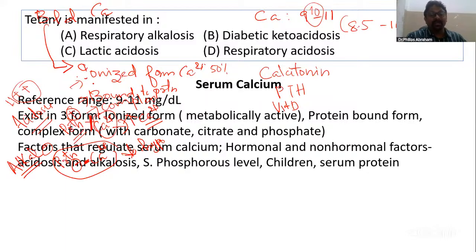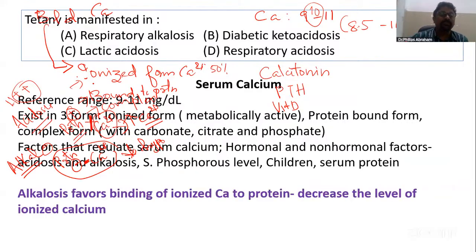Factors then regulate. They can be hormonal or non-hormonal. The hormonal factors are calcitonin, PTH, and vitamin D. The non-hormonal factors are acidosis, alkalosis, serum phosphorus level, children, and serum protein. When the serum protein decreases, of course, total calcium will be less.